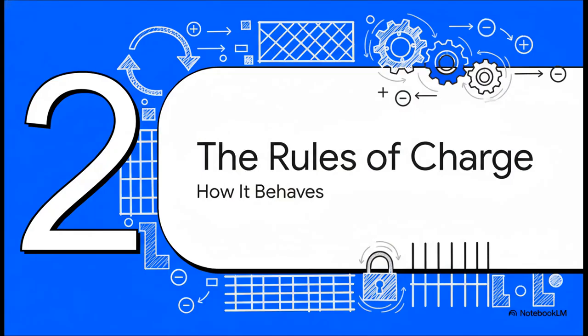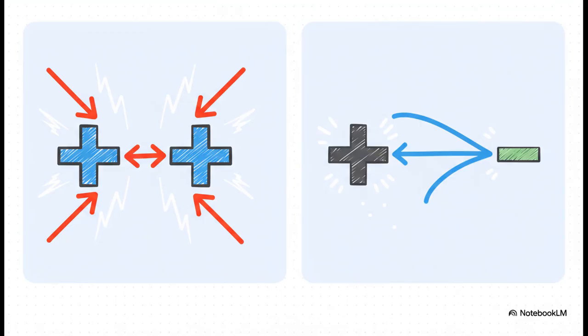Okay, so now that we've met our main character, let's check out the simple and totally unbreakable rules of the game. How does charge behave? The first rule is all about duality. Charge comes in two flavors. You've got positive, which is carried by protons, and negative, carried by electrons. And the rule is one you've probably heard before. Opposites attract and likes repel. So a positive charge will push other positives away, but pull any negatives closer.